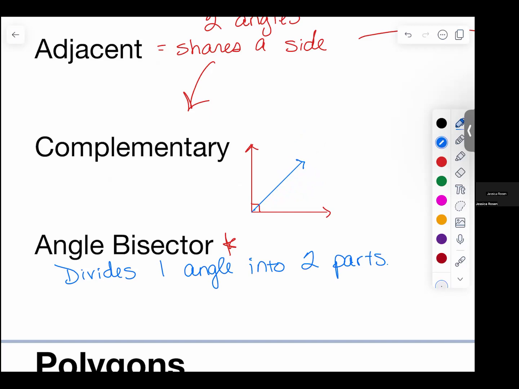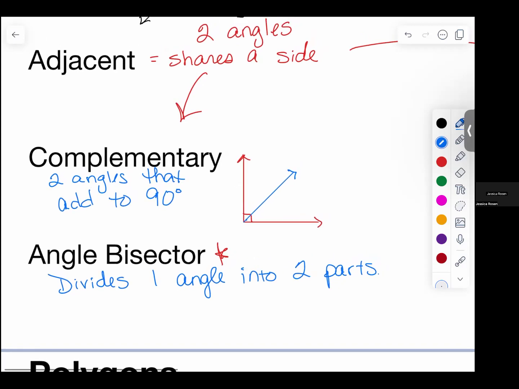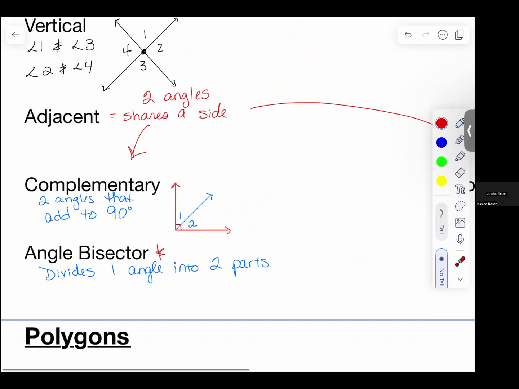If it cuts it into two pieces and it's forming a right angle, that is going to be two angles that add to 90 degrees. And those two angles, let's say this is angle 1 and angle 2. Angle 1 and angle 2 are going to be complementary because they add up to a 90-degree angle. But they're also adjacent because they share a side, right? That was the definition right here. So complementary angles are also adjacent. They're sharing this bisector. So those all kind of go hand in hand.